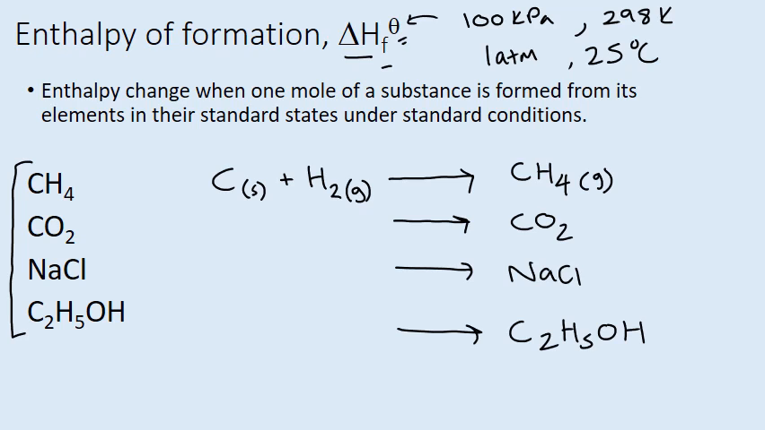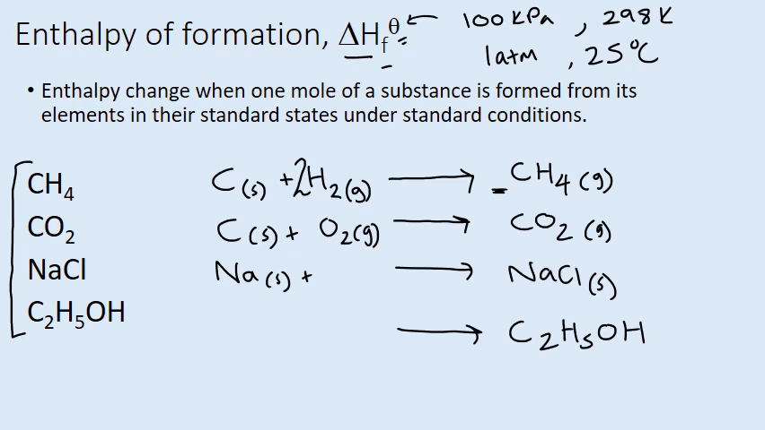Is it balanced? 1 carbon on each side? Yes. Hydrogens, I need to put 2 here. Remember, I can't change the value in front of this because it has to be 1 mole of this substance. And following the same, for the second one, it's going to be carbon, which is solid, O2 gas. That's balanced. So carbon solid plus O2 gas makes CO2 gas. Next one, sodium, which is solid, it's a metal. Chlorine is Cl2, it's diatomic from group 7.